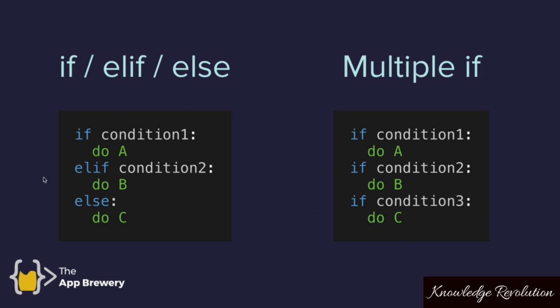Whereas in the example on the left here, where we're using if, elif, else, only one of these things, A, B, or C, will be carried out. But on the right-hand side, all three conditions are checked. And if it so happens that all three conditions are true, then A, B, and C will all be executed.